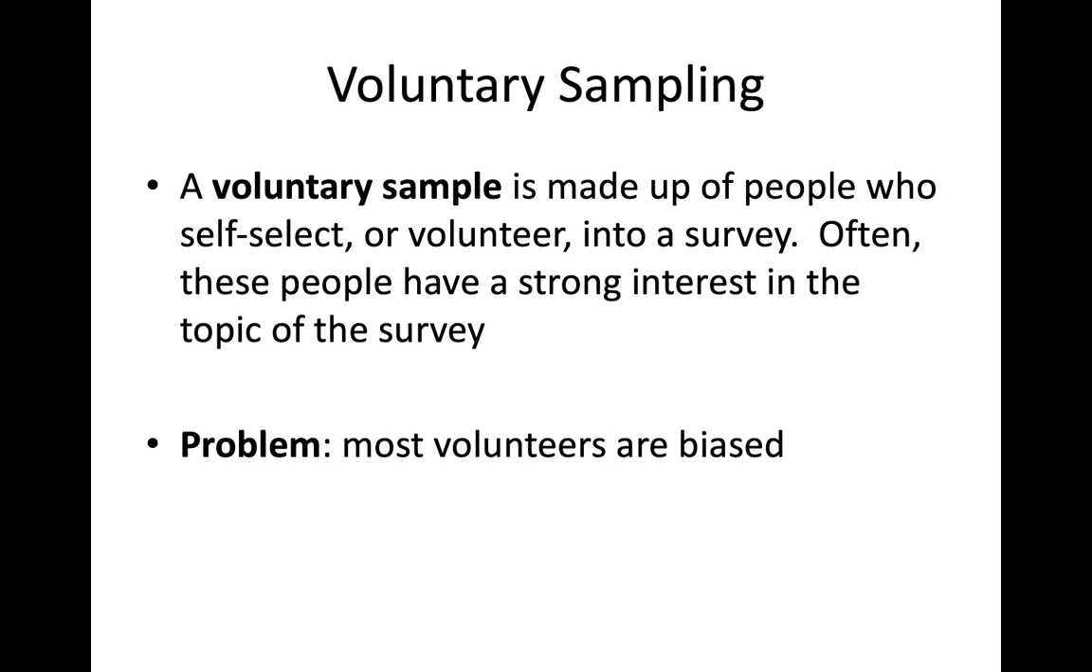So if I decide to do a survey on how students feel about math, and I ask for volunteers, the volunteers either feel very positively about math or very negatively about math. The people that are in between, that are like, math's cool, but whatever, they're most likely not going to volunteer because they don't care enough. Okay? So the volunteers are going to be biased. They're going to really feel strongly one way or another.